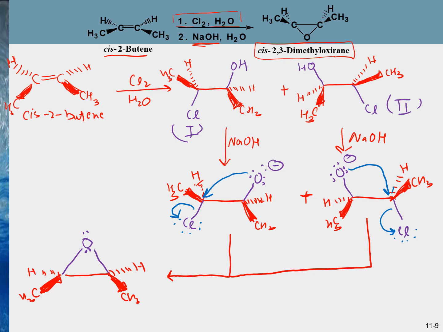So from this detailed reaction scheme, in which we considered all the stereoselective and regioselective outcomes, we can see that when cis-2-butene forms an epoxide, which is cis-2,3-dimethyloxirane, only one outcome is possible.